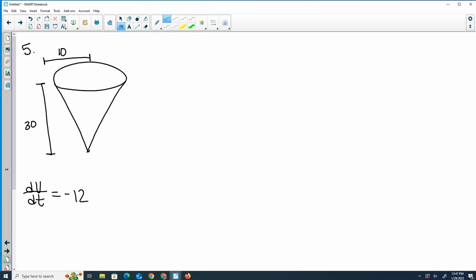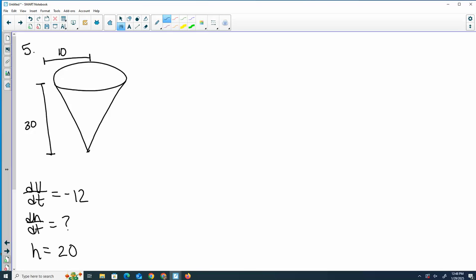At what rate is the height decreasing? So we are trying to find dh/dt at the instant when the liquid in the funnel is 20 centimeters deep. So at the point when the height is 20.